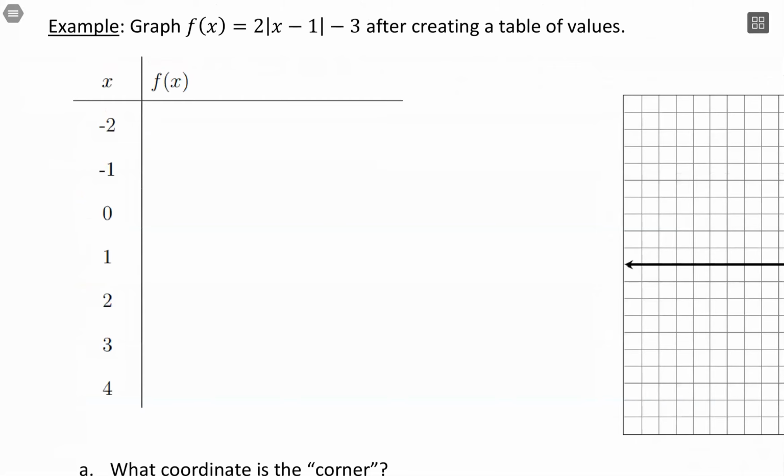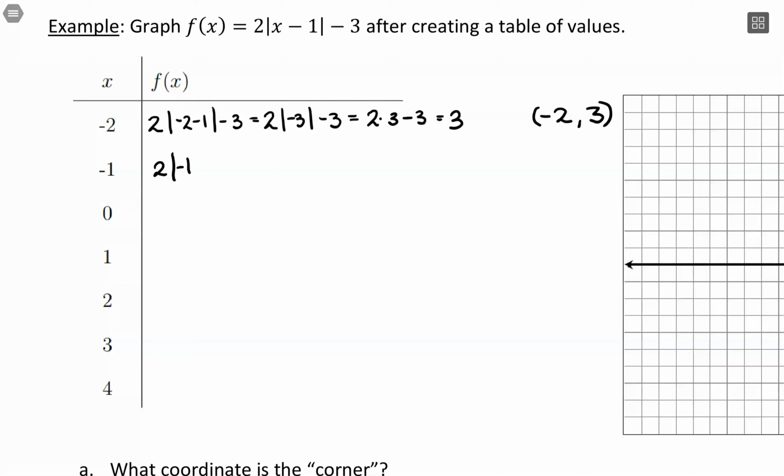So when we're at -2, we'd have 2, absolute value of -2 minus 1, and then minus 3. And then we're just going to simplify that down. So 2 with an absolute value of -3, minus 3. Now we can simplify the absolute value. That's just 2 times a positive 3 minus 3. So 6 minus 3, which is 3. So what we get out of that is this coordinate -2, positive 3. And then we're going to do the same thing for the rest of these.